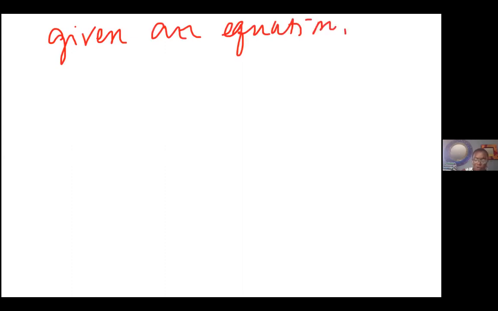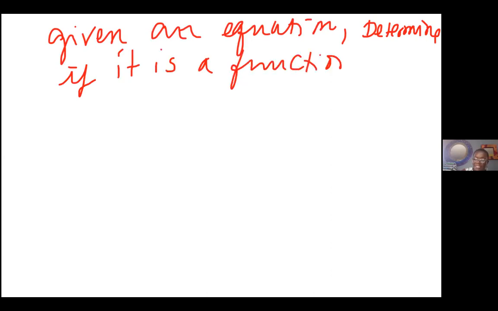Now, guys, here comes the next part. Given an equation, and yes, you will see a question like this on the test. Given an equation, you have to decide if it is a function of X. Is it a function of X? Given a relation, given an equation, is it a function of X?